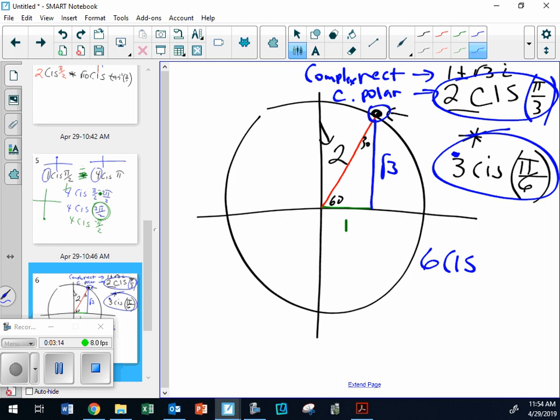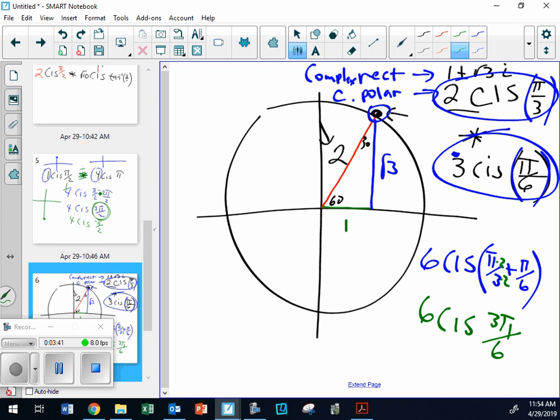Pi over 3 plus pi over 6. I'm going to write it here just so you see what I'm doing. And then I need to put that into a common denominator. Would you agree that pi over 3, if I multiply by 2 on the top and the bottom, becomes 2 pi over 6 plus 1 pi over 6, which makes a total of 3 pi over 6. So 6 cis 3 pi over 6.